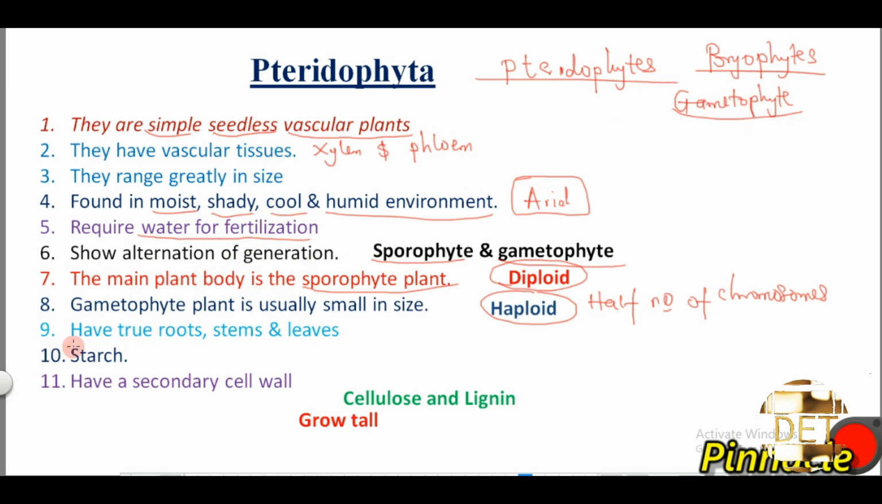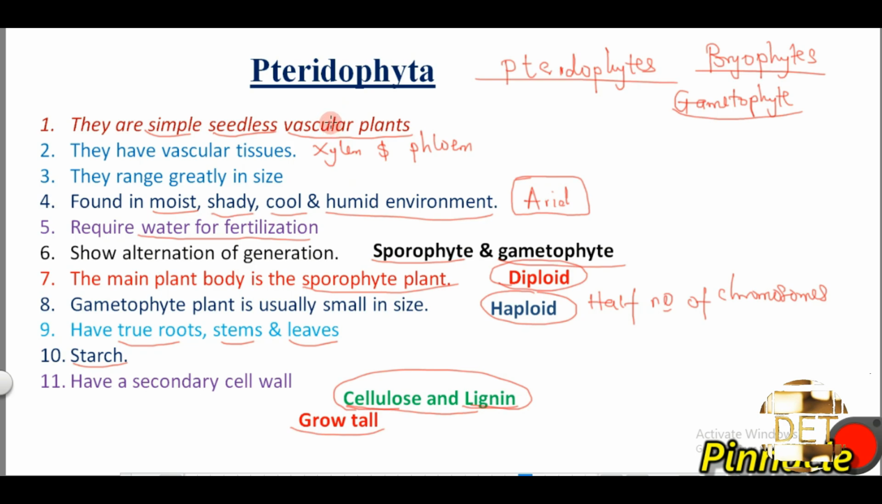Then also the pteridophytes have true roots, true stem, and true leaves, and that is why they are vascular plants. And also they store carbohydrate as starch. Then also they have a secondary cell wall that is made up of cellulose and lignin. These two structures give them the ability to grow very tall. So these are the main features of the pteridophytes that you should take note of.